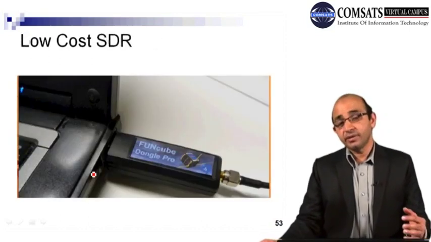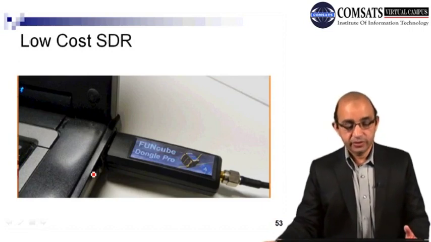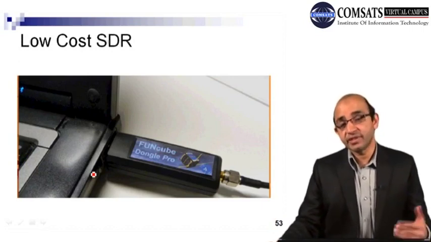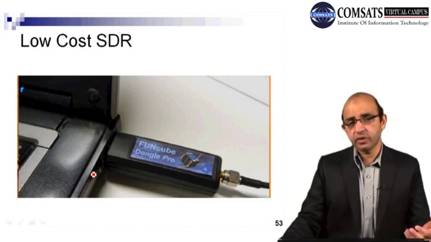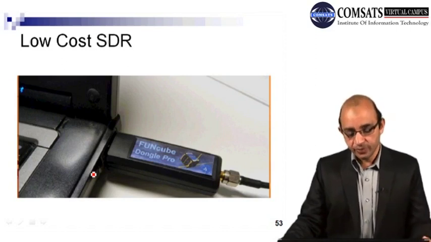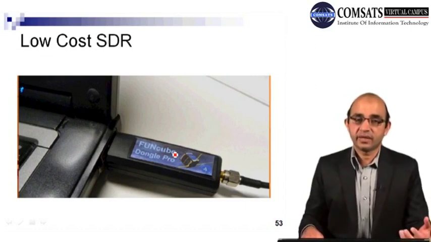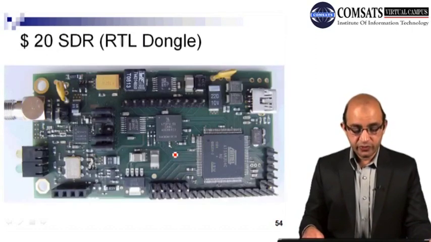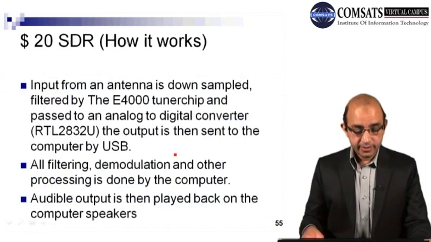So now the USRP's cost is very high, right. So we can have another solution that is a cheaper solution, but in that case we have certain limitations: we can only receive GSM data, so it can be receive-only infrastructure. So we can use this funky dongle. In that case we can receive the traffic only, we cannot transmit, right. So there is another $20 SDR, the RTL dongle, right.